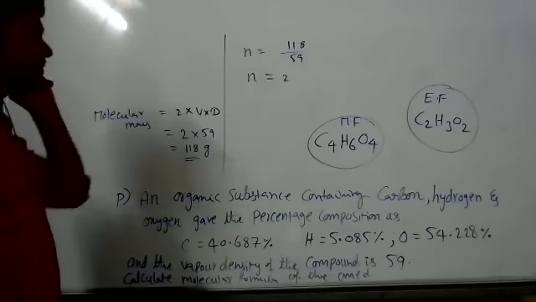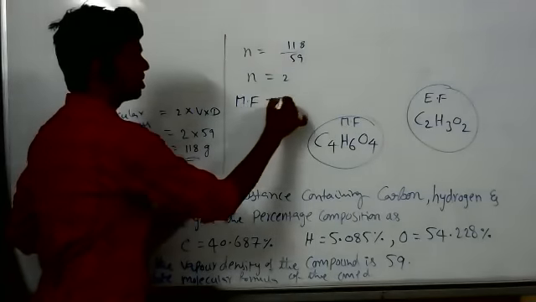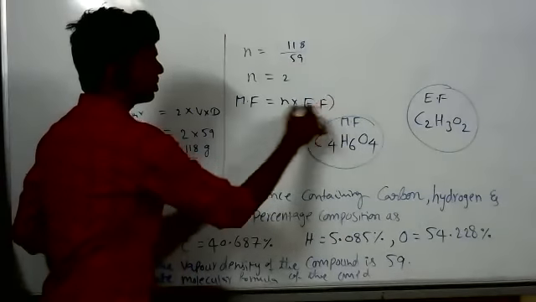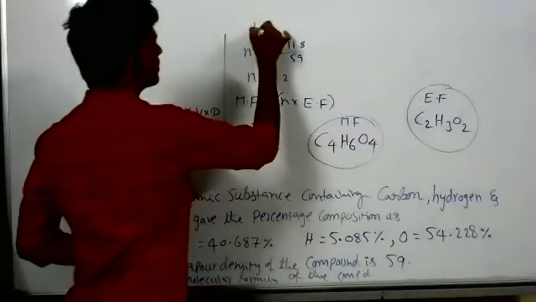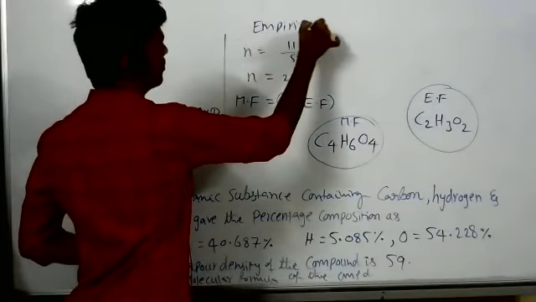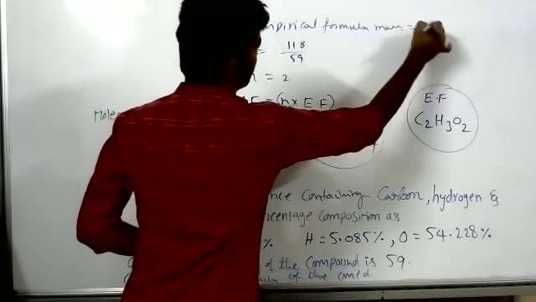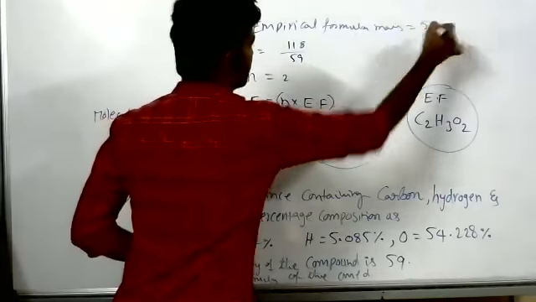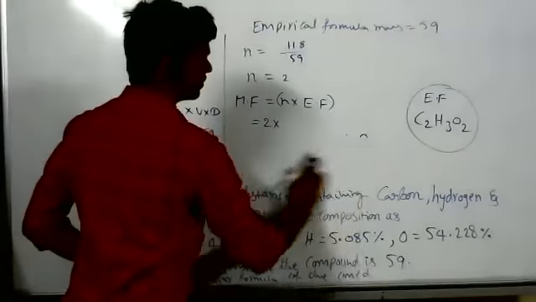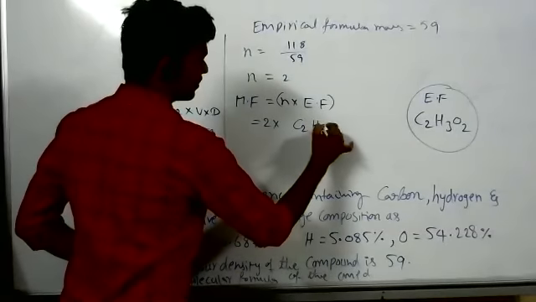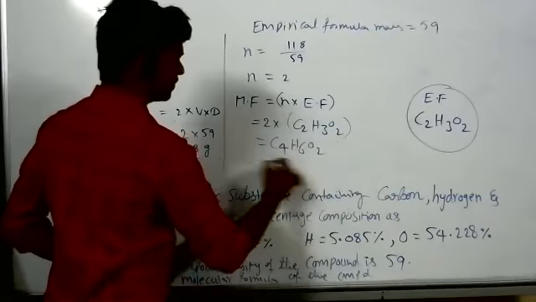Calculated, sir. That's why I got it. So n you got to know. Now calculate the molecular formula. The empirical formula mass is 59. 2 into C2H3O2 gives C4H6O4. This is the molecular formula.